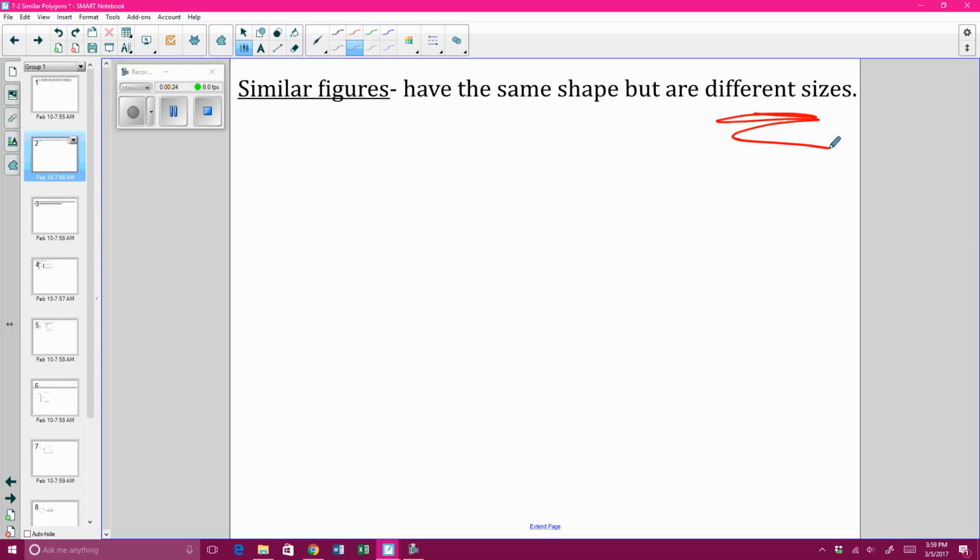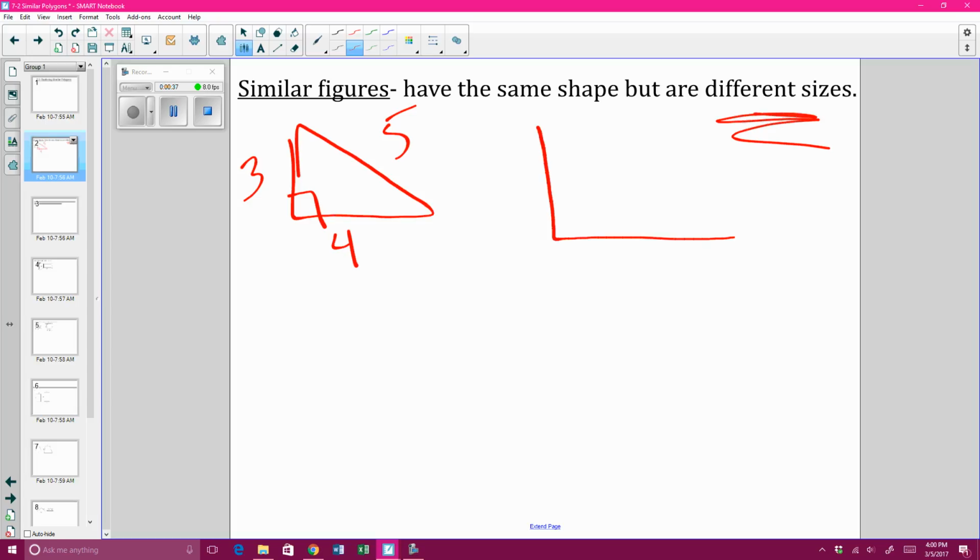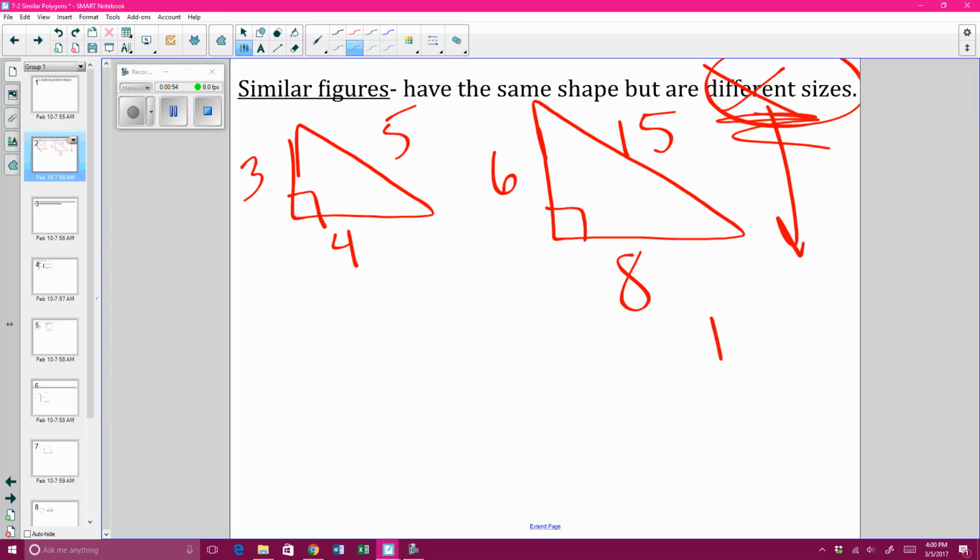So for example, if I had two triangles, let's say this was a 3, 4, 5 triangle, and then I had another triangle that is the same exact shape, so it would be a right triangle, and I made it a 6, 8, 15 triangle. These look like they're similar because they are the same shape and they are different sizes, and that's what the definition says, but it's not actually different sizes. We need to change this word from different to proportional.